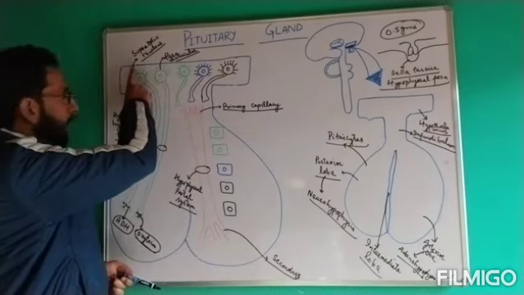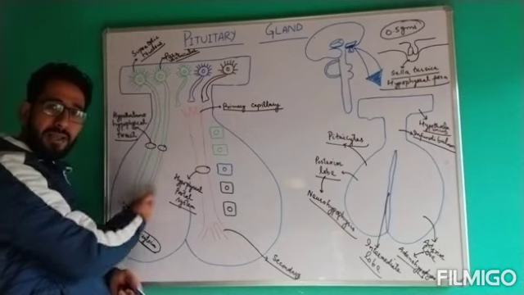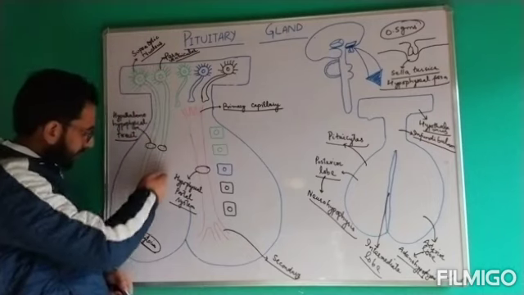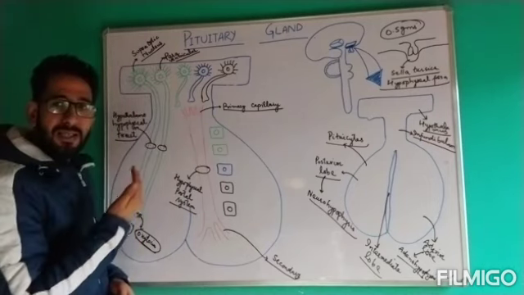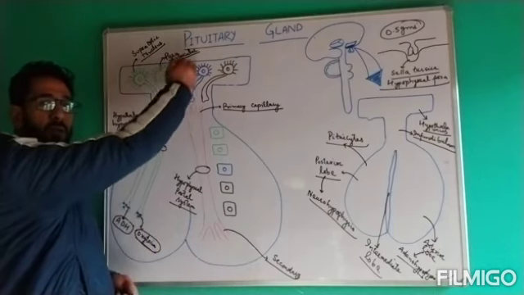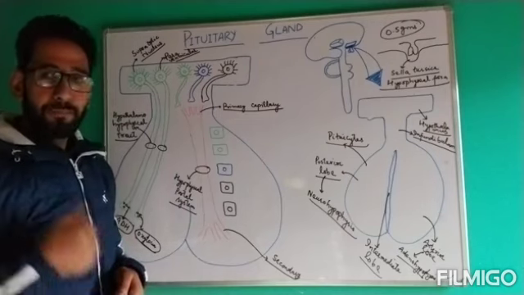So there is the supraoptic nucleus, which synthesizes the antidiuretic hormone, and then it is released out of the posterior pituitary gland. Then there is the paraventricular nucleus, which synthesizes the oxytocin, and then this oxytocin, after a particular stimulus here, is released out of the posterior pituitary gland.